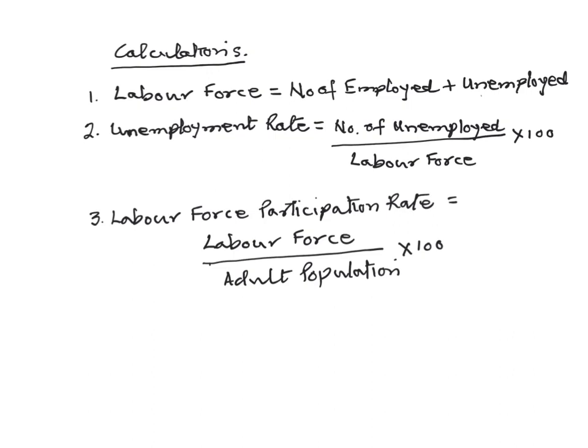It is the percentage of the labor force that is unemployed. And the third computation is called the labor force participation rate. It measures the percentage of the total adult population that is in the labor force, or the fraction of the Australian population who have chosen to participate in the labor market.